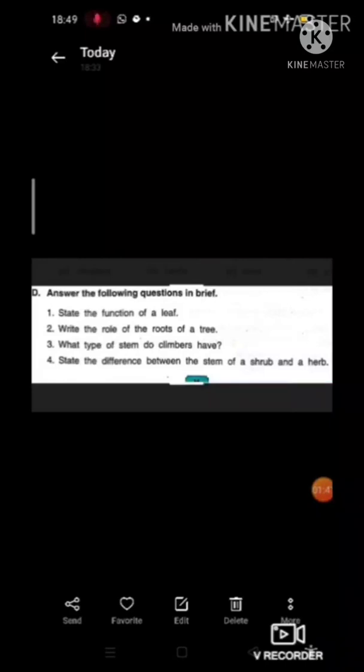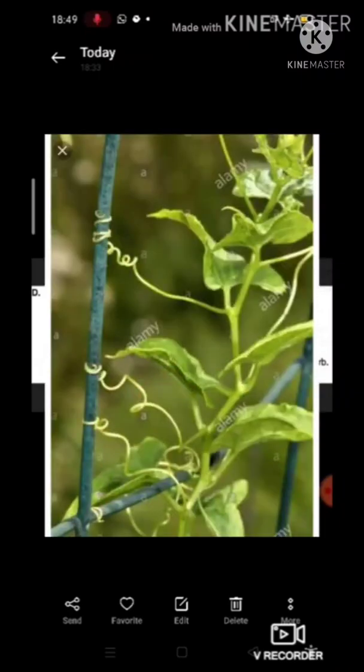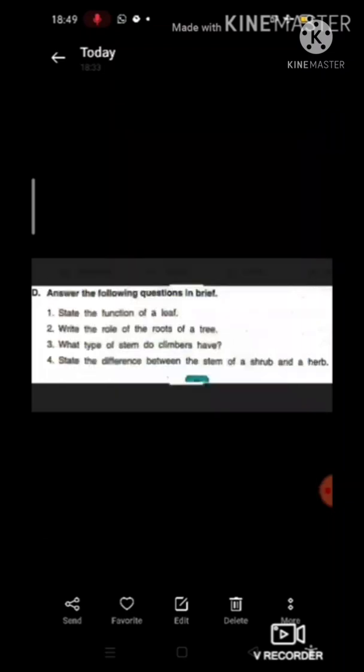Question number 3. What type of stem do climbers have? Students, again see this picture and try to give the answer. Good. Climbers have very weak and thin stem. They cannot stand and grow straight on their own. They need support to climb up. So, the answer to this question is that climbers have very weak and thin stem. Again I am repeating that climbers have very weak and thin stem.